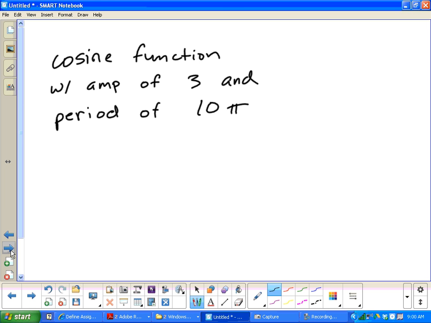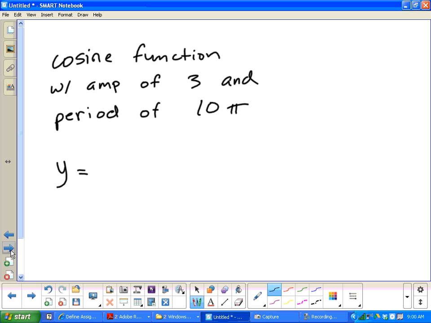So I'm giving you kind of what the description of the graph looks like, right? I'm telling you what the period is, I'm telling you what the amplitude is, and what I want to see is can we write the equation? Okay. So let's do this. Notice what's not mentioned here. You have no vertical shift and no phase shift, right? Okay. And we're talking about a cosine function, right?